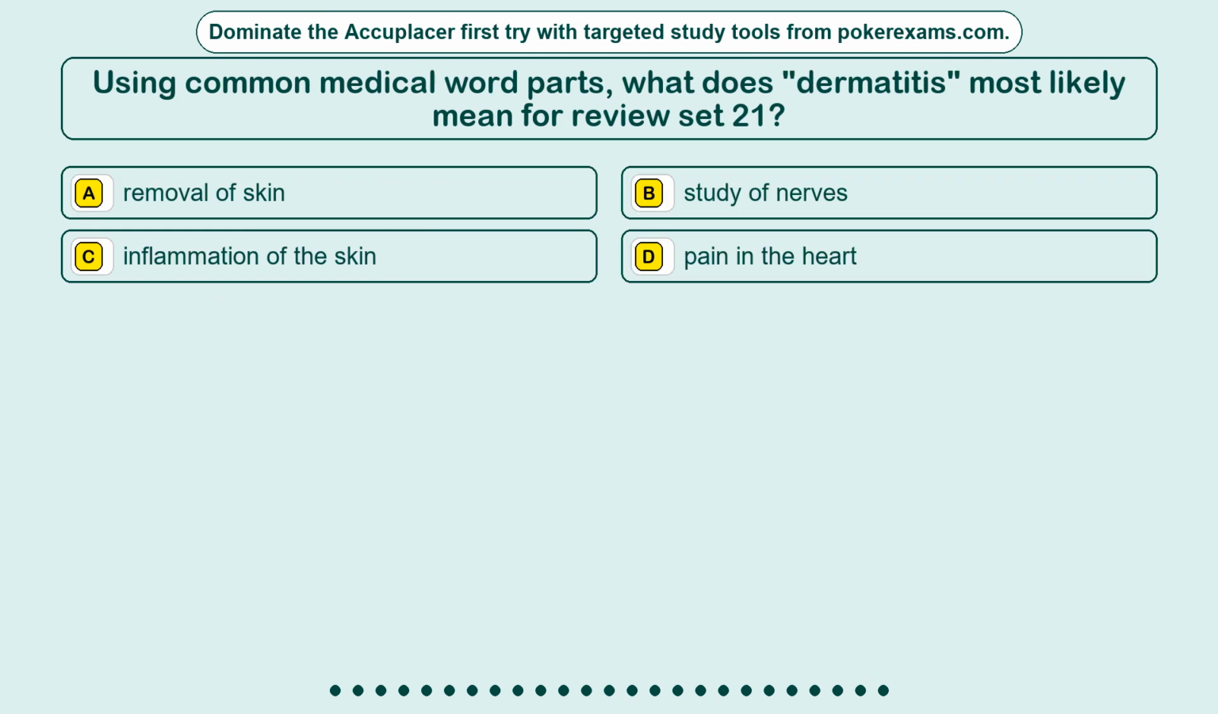Question 23. Using common medical word parts, what does dermatitis most likely mean for review set 21? Option A, removal of skin. Option B, study of nerves. Option C, inflammation of the skin. Option D, pain in the heart.